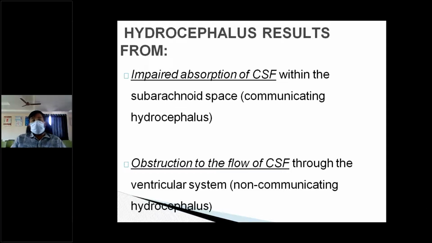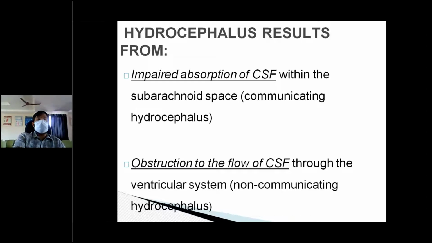Hydrocephalus, how it results. Up till now we have discussed the normal physiology of the CSF, and from now we will learn about hydrocephalus, that is how it is formed. Impaired absorption of CSF within the subarachnoid space is communicating hydrocephalus, and obstruction to the flow of CSF through the ventricular system is called non-communicating hydrocephalus.